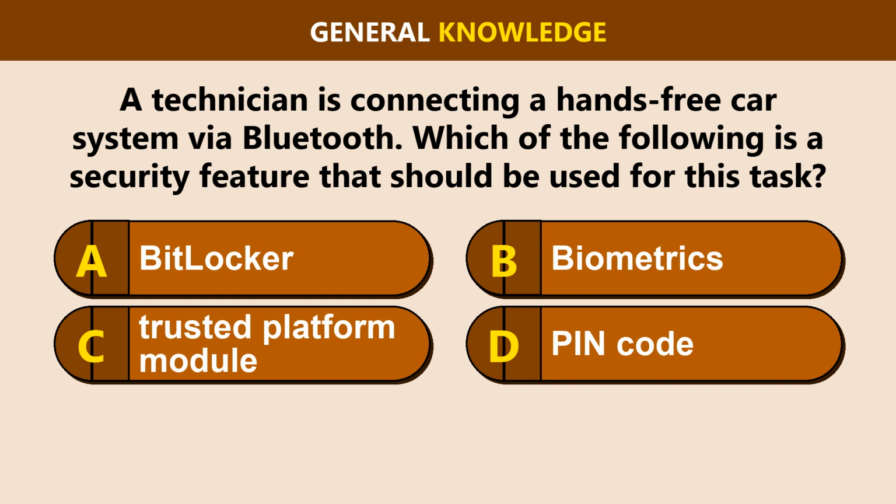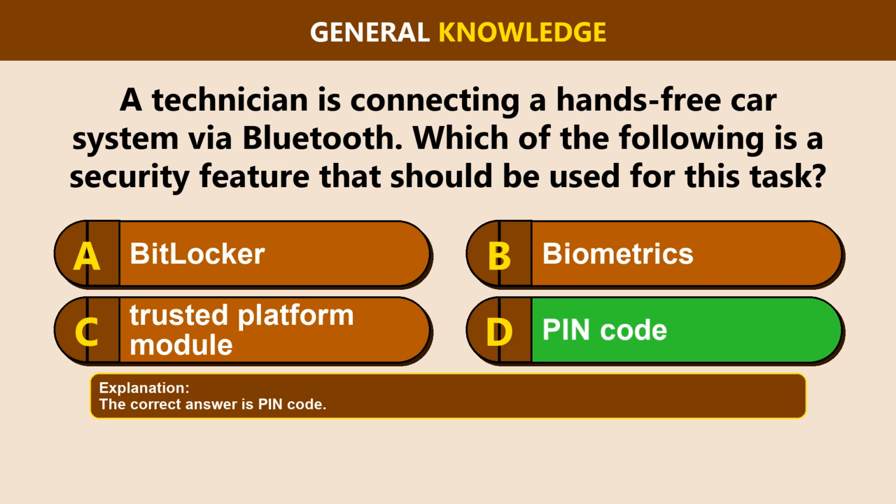Question 36. A technician is connecting a hands-free car system via Bluetooth. Which of the following is a security feature that should be used for this task? Option A, BitLocker. Option B, biometrics. Option C, trusted platform module. Option D, PIN code. The correct answer is option D, PIN code.